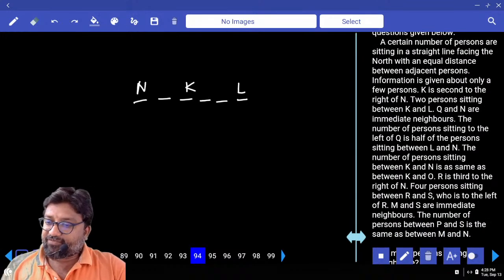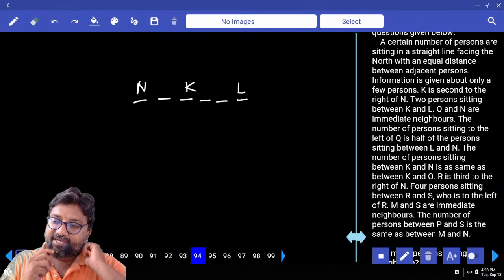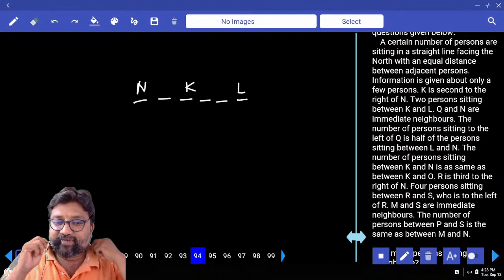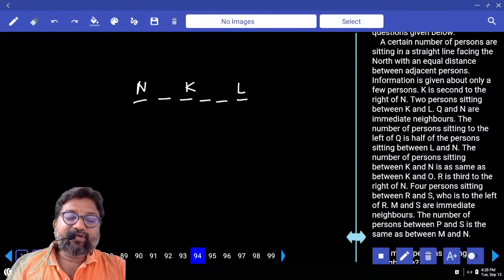K sits second of N, only two people sitting between K and L. Q and N are immediate neighbors.